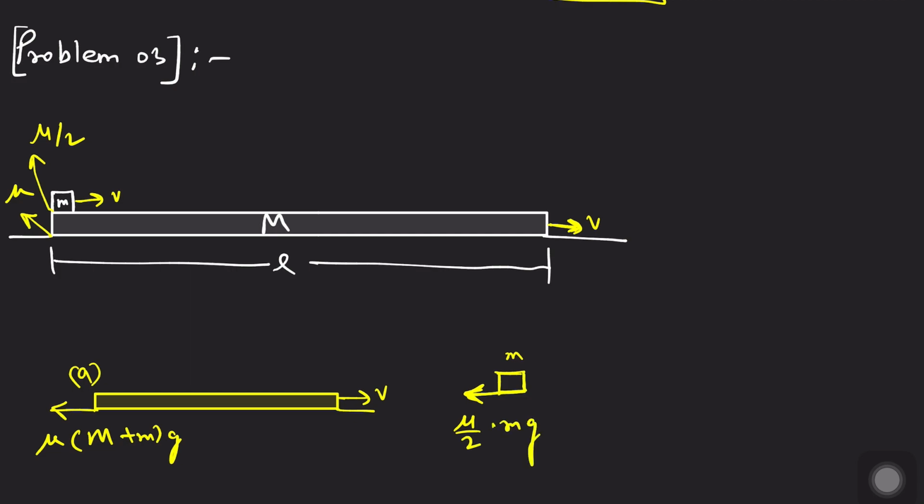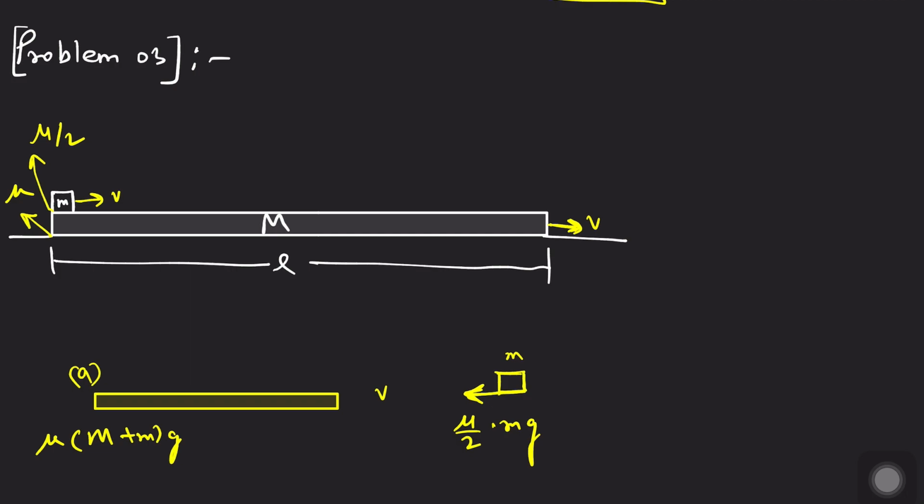Try to understand, this plank is getting slower because of this friction. And because it is getting slower, it has a tendency to make this body also slow down. Then only they can avoid the relative slipping. So to make it happen, this plank will apply friction on this body in the backward direction. I hope you're getting my point.